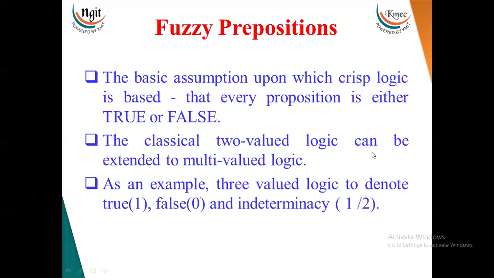Hello, students. Today we are going to learn about fuzzy prepositions. The basic assumption, whatever the crisp logic we have, is only two prepositions: either it is true or false. So this is called classical two-valued logic, which can be extended with multi-valued logic with three values. That is true, false, and we have indeterminacy. Indeterminacy can be implied with the help of the value 1 by 2 or 0.5.